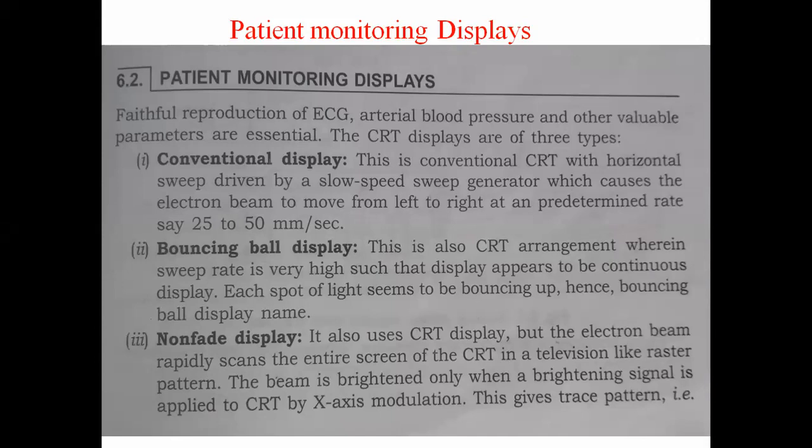So in the CRT we have horizontal deflection plates, vertical deflection plates, focusing and accelerating anodes, and the electron gun producing the beam of electrons. The generated electron beam is focused on the screen of the CRT, which is coated with phosphor material.